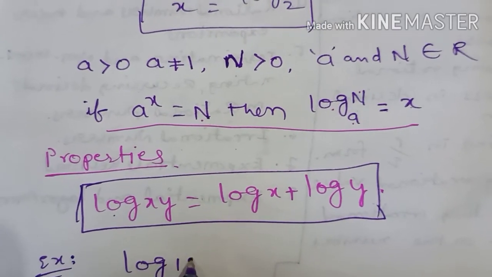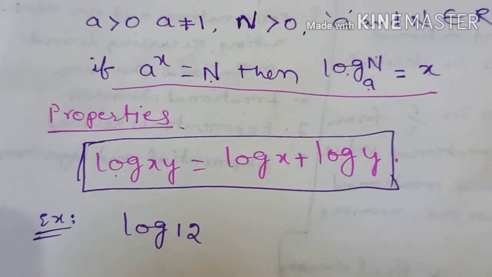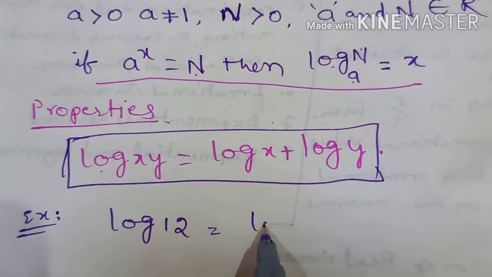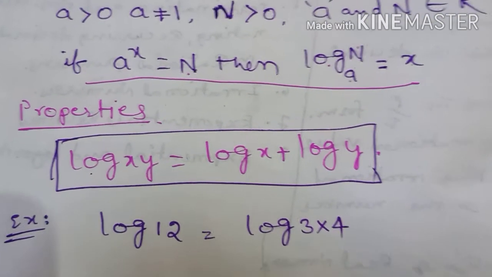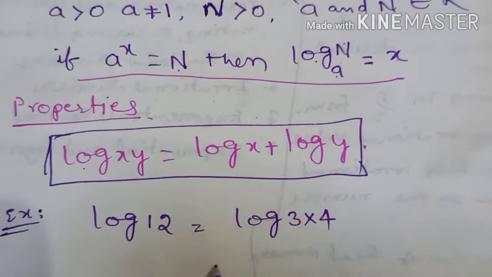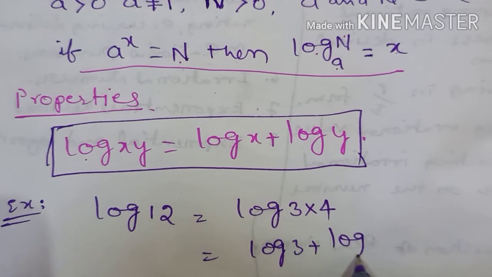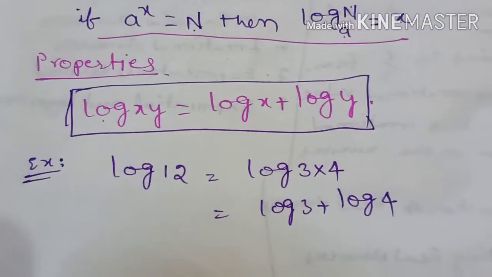Log 12, but it is not in the form of xy, just given as log 12. Then this we can express as log 3 into 4, since 3 fours are 12. So log 3 plus log 4. Like this we can take more examples.